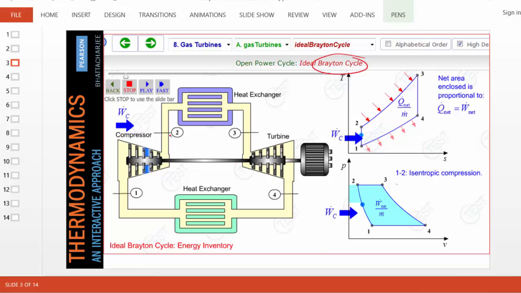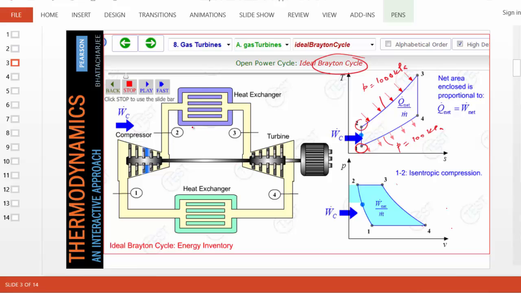In Brayton cycle, of course, the compressor is modeled as an isentropic compressor. No heat transfer and no friction makes a compressor isentropic. So from 1, which is the atmospheric state, we go to 2. If these are constant pressure lines in the TS diagram, this could be pressure equals 100 kPa, and this could be pressure equals 1000 kPa. So at state 2, we have a much higher pressure. Entropy doesn't change between 1 and 2.